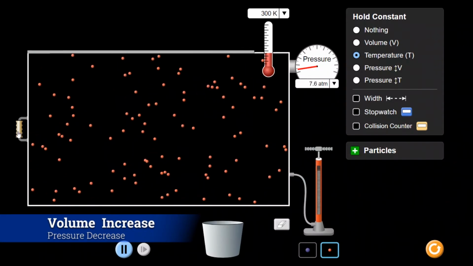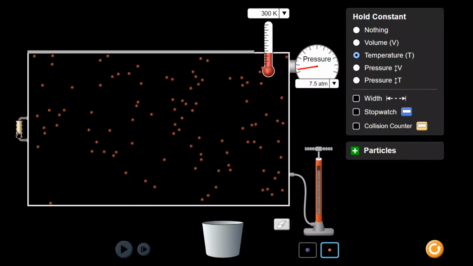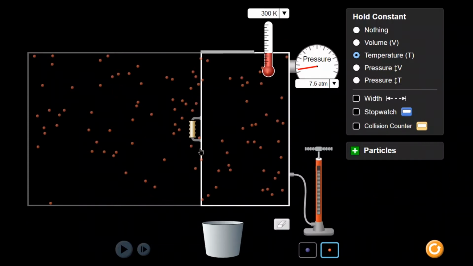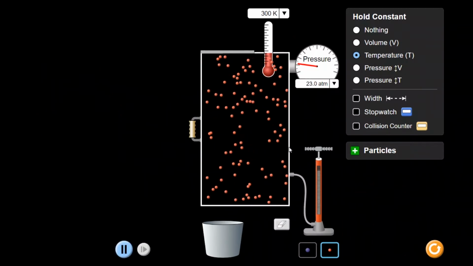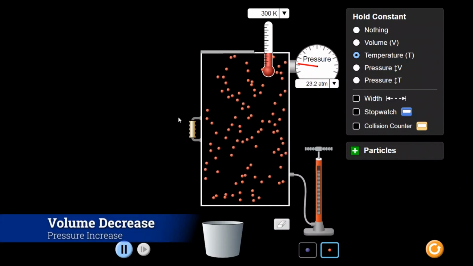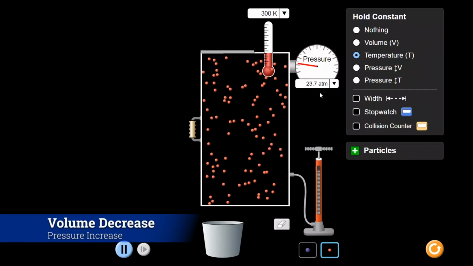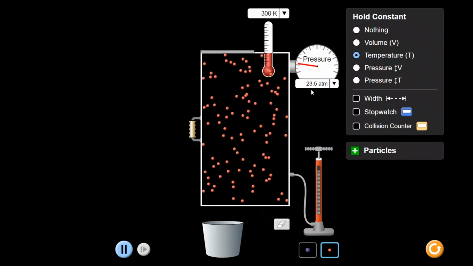Well, let's see what happens when the volume is decreased. Based on that, take a guess right now in your head. What do you think is going to happen to the pressure if we decrease the volume? We're going to decrease it and make it as small as we can. Do you think the pressure is going to increase, or decrease? Here we go. Wow. So you see, as we decrease the volume and made the box smaller, the pressure jumped way up. It doubled what it was initially at the beginning.